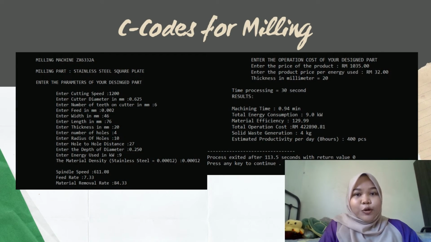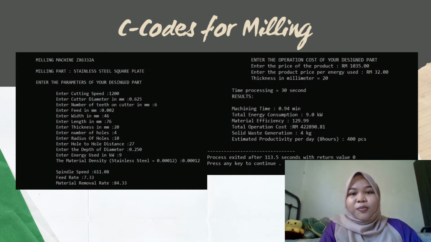After creating the C codes, here is the output of the C codes for the milling machine. Firstly, we put the machine name and the milling part. Next, we ask for inputs such as the cutting speed, the cutting diameter, the number of teeth on the cutter, feed, width, length, thickness, the number of holes, the radius of holes, the hole-to-hole distance, the depth of diameter, the energy used, and also the material density. We also include the units, so it's not confusing to enter the inputs.